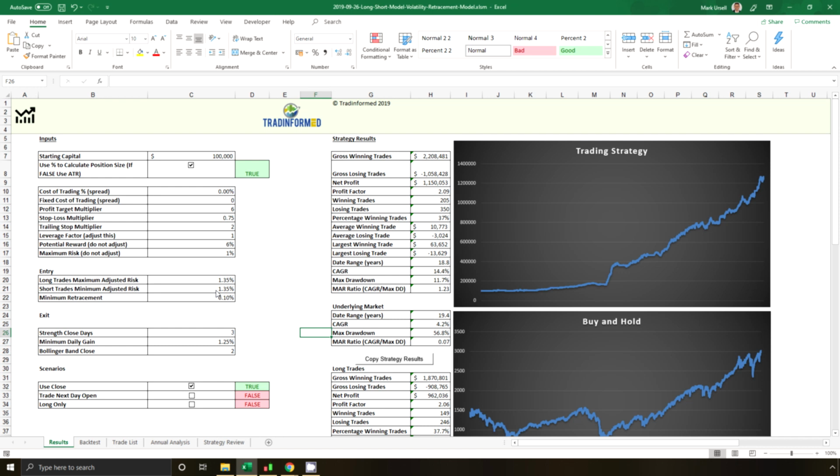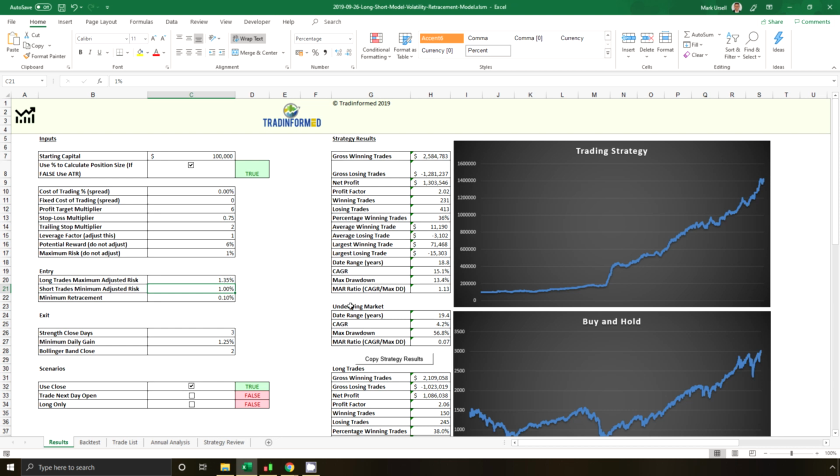This is the key thing about using a model to test your strategies. You can play around with these numbers and see how it works for the markets that you are interested in. I'm using some strength closes here. I'm using a Bollinger Band close. So if the price closes beyond the Bollinger Band, we're saying that this is an exuberant market, so we're going to take our profits. This is in addition to the profit target. Also got a strength close. So we have 3 days with each day exceeding 1.25% of gain. We're going to take our profits as well.